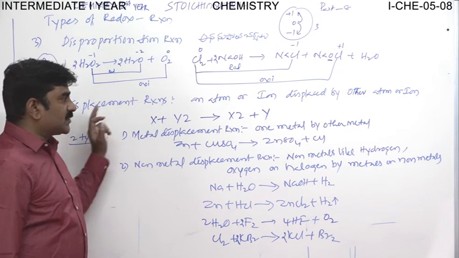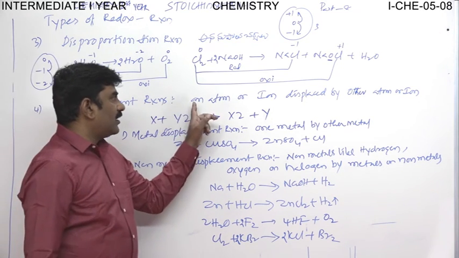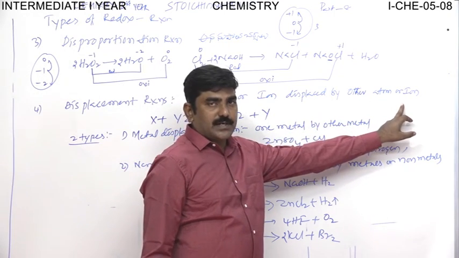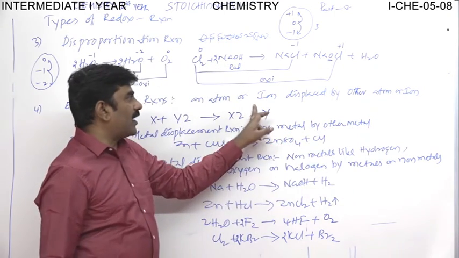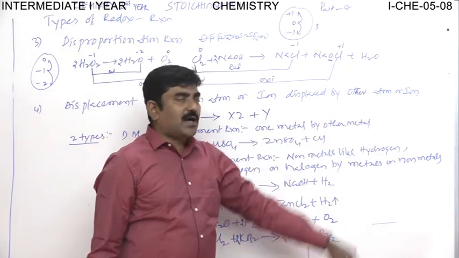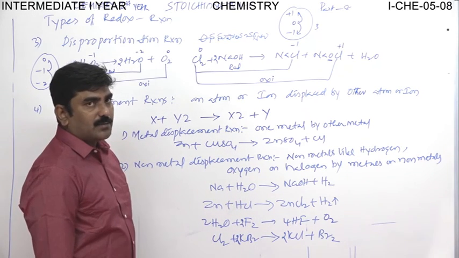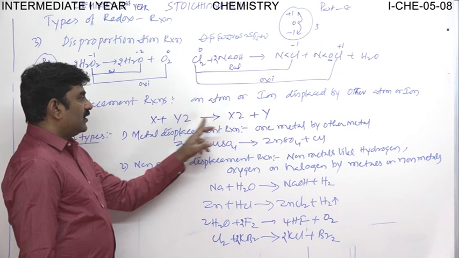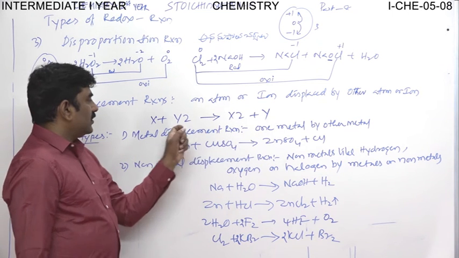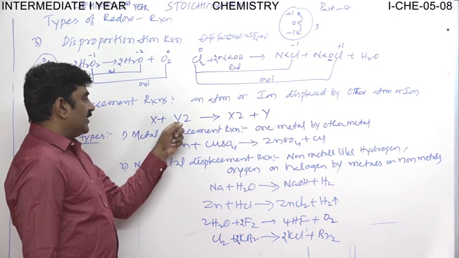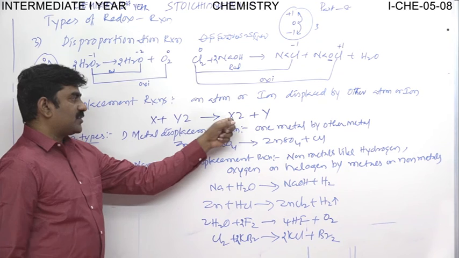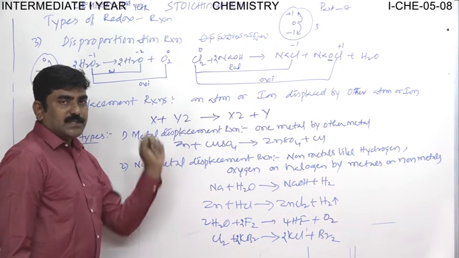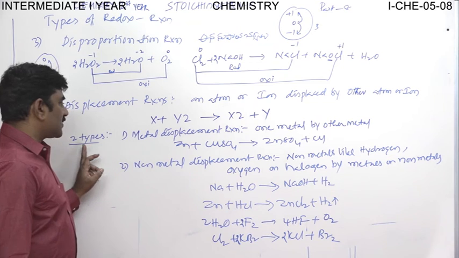What is the definition? An atom or ion displaced by another atom or ion is called a displacement reaction. For example, X plus YZ will give XZ and Y. So what happened here? Y got displaced. Who took Y's place? X. So this type of reaction is called displacement reaction.